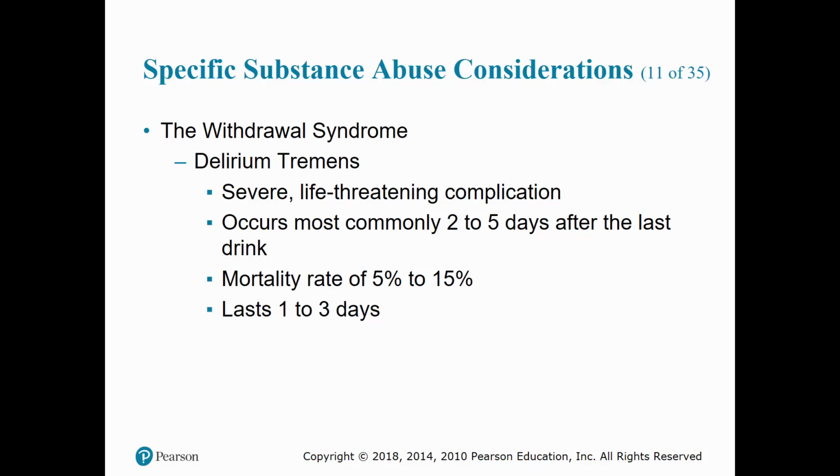The last stage of alcohol withdrawal, or delirium tremens, or DTs for short, is a severe life-threatening condition with a mortality rate of approximately 5 to 15%. DTs can occur between 1 day to 14 days or 2 weeks after the patient's last drink, most commonly within 2 to 5 days. A single episode of DTs usually lasts between 1 to 3 days. Multiple episodes can last as long as a month. DTs should be suspected in any patient with delirium of unknown cause.